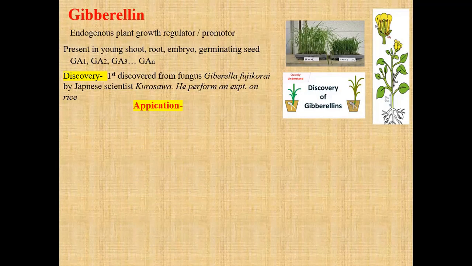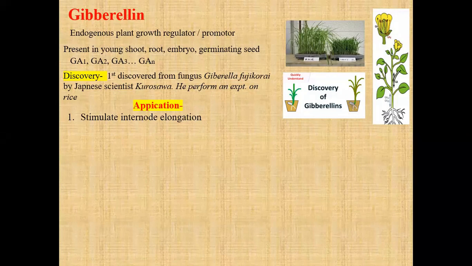This gibberellin is utilized for the growth of the plant in a vertical direction. So what are the applications of this? Where are we going to use gibberellin? Let's see. First, it stimulates internode elongation. In plants which have a short height, these chemicals are utilized to induce height.